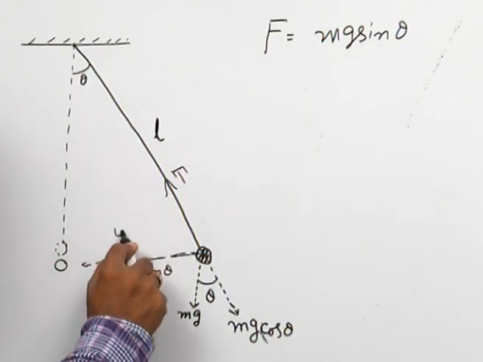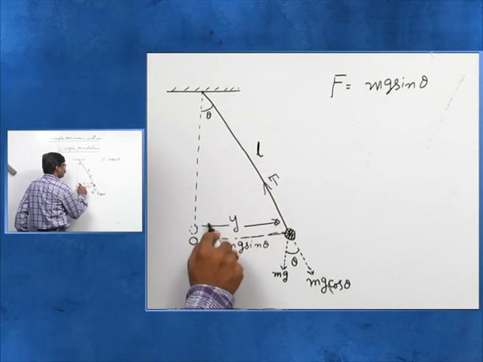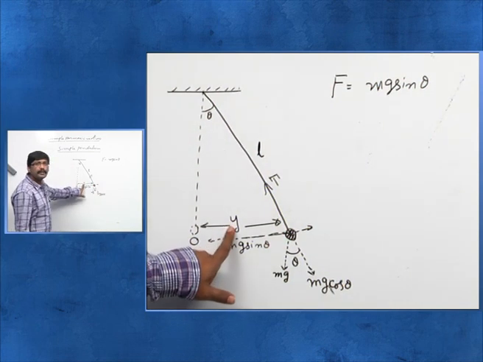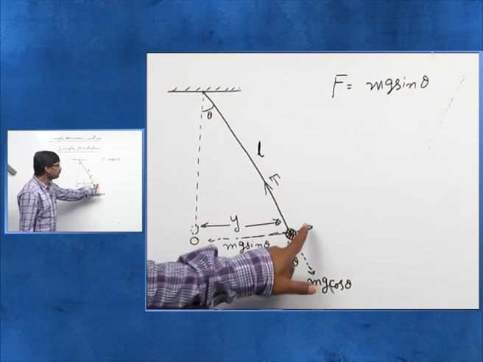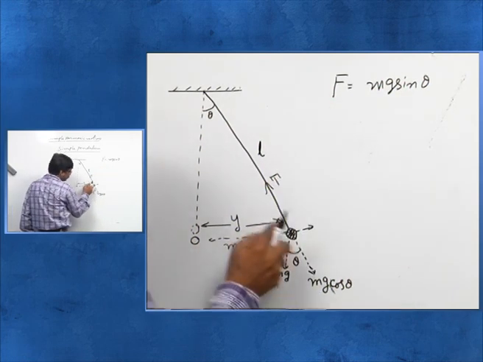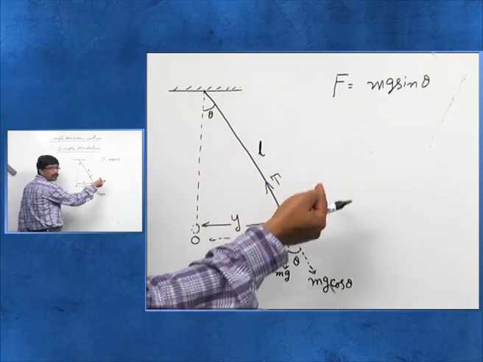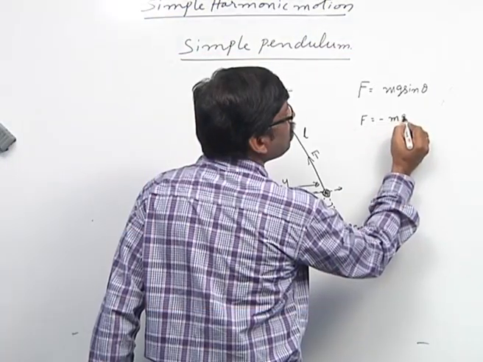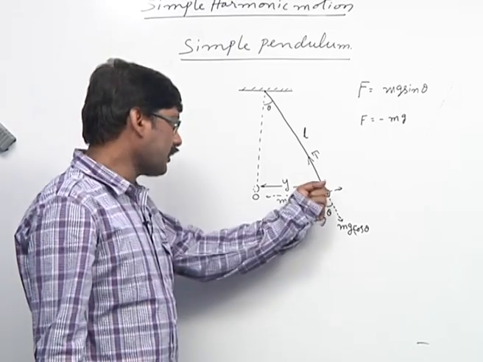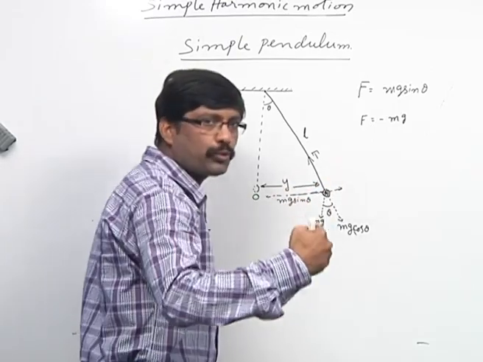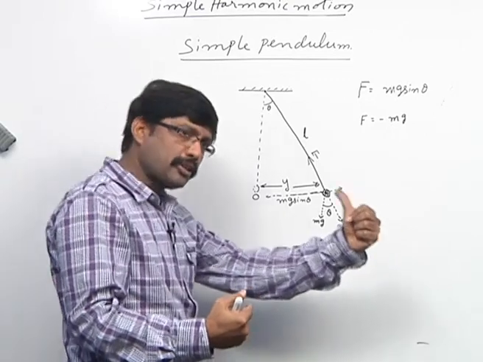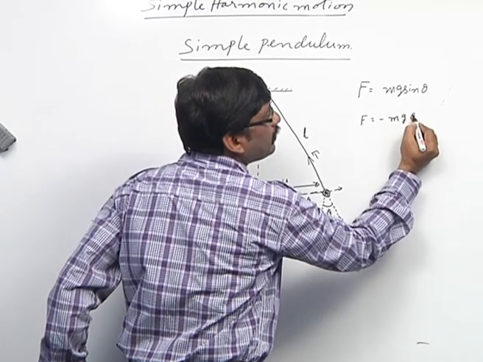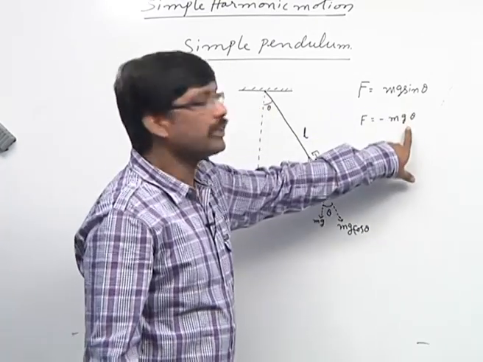Let y be the displacement of the bob from the mean position, in this direction. Since this mg sin theta is acting opposite to displacement, F is equal to minus mg sin theta. The minus sign indicates it is acting opposite to displacement. Displacement is towards the right, the force is back. For small angles, sin theta is equal to theta.